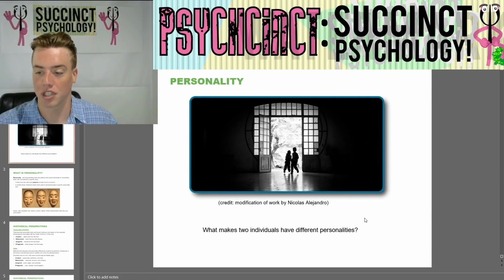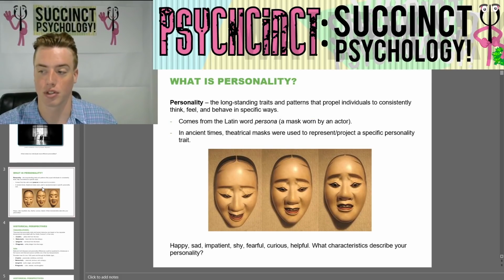So personality. What makes two individuals have different personalities? Why are you and your friend behave in different ways? So first off, what is personality? Now, personality is the long-standing traits and patterns that propel individuals to consistently think, feel, and behave in specific ways.